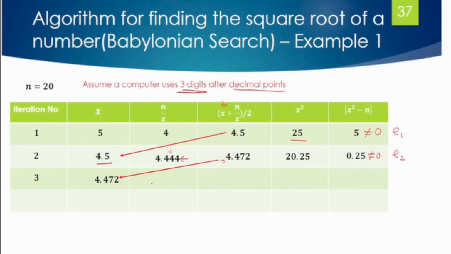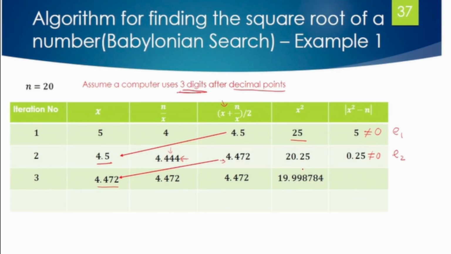Now similarly we calculate n by x for this x, and we get a very large number. Since we have only 3 digits, we do the round off. Now see, when you do this round off, your x and n by x become the same, right? And actually what happens, if your x and n by x become the same, then your average will also become the same, right? Now what is the x square? X square is this much.